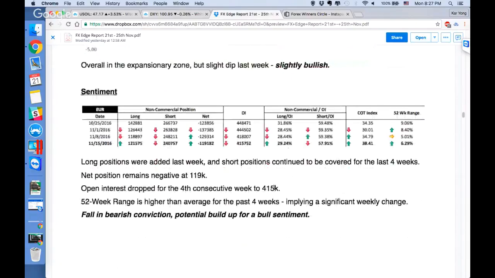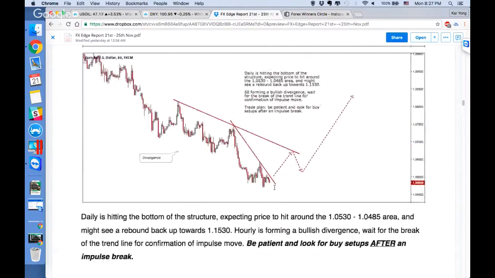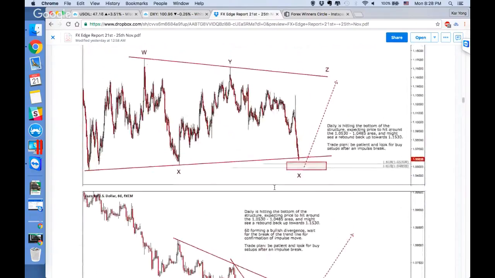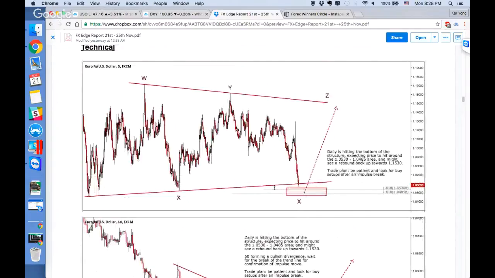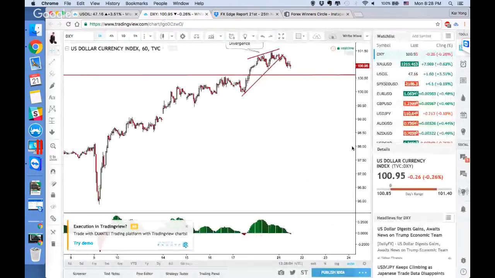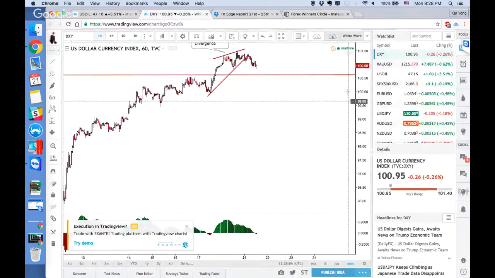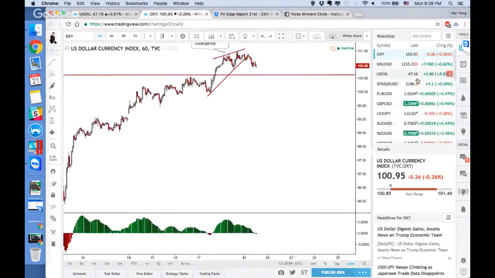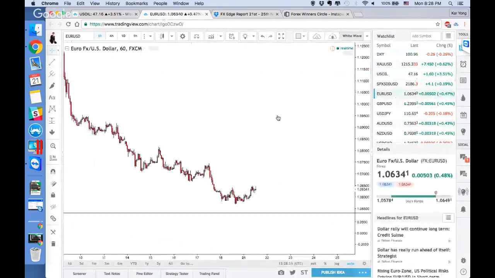That's where I want to quickly walk you through how you can use the technical analysis change in the report to help you in your trade. I'll also walk you through the live chart. So I'll walk you through Euro Dollar.